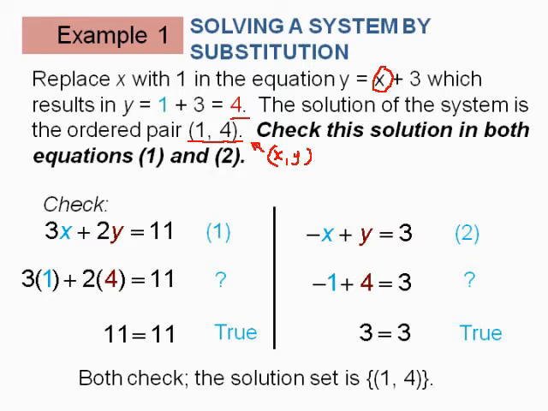Now, will these check back in both of the original equations? Notice if I put 1 in for x and 4 in for y, I get a true statement.